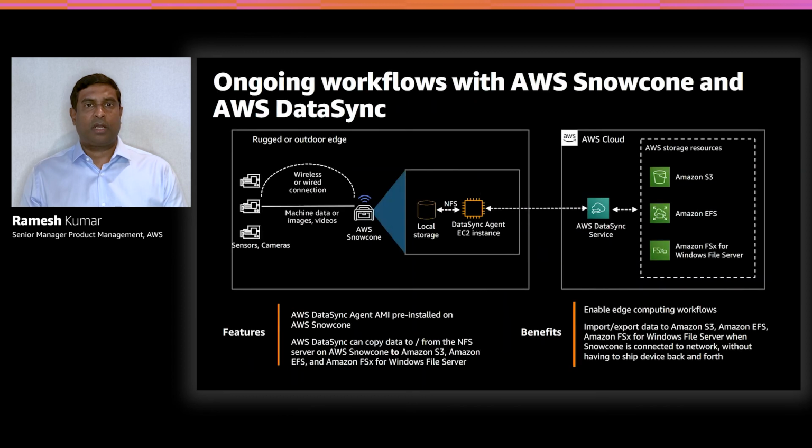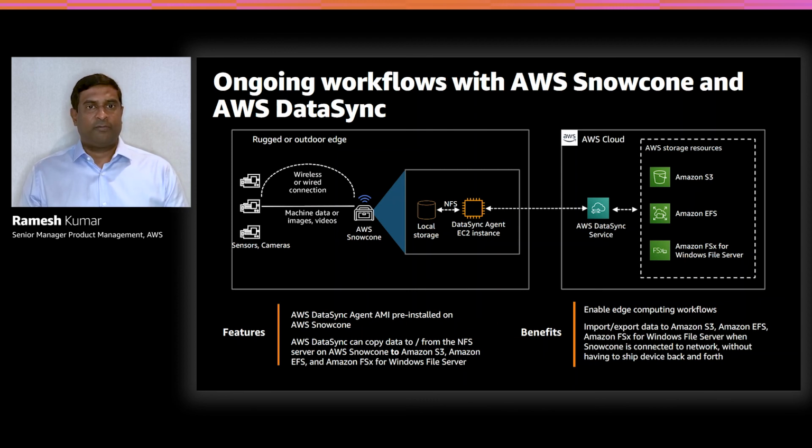Let's talk a little bit more about those ongoing workflows using AWS Snowcone and AWS DataSync. The architecture that you can see has AWS on the right, which includes the AWS storage services. You can see Amazon S3, Amazon EFS, and Amazon FSx for Windows File Server. The control plane of the DataSync service runs in the AWS Cloud. And on the left, you see the rugged or outdoor edge location.